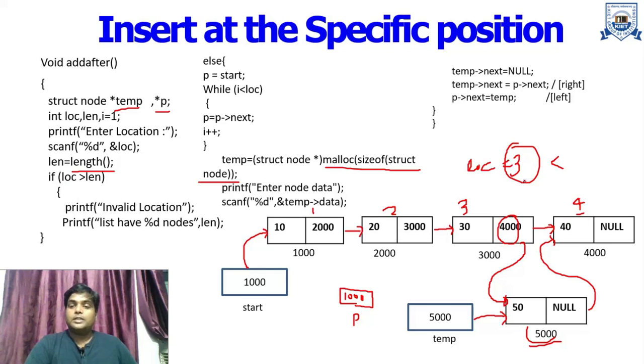But suppose the location given was the 10th location where we want to insert a particular node, then this condition would be true because the location is greater than length. So in that particular case we would have to print that it is an invalid location. With the length available, the list has %d nodes, that means the list has only 4 nodes in this particular example. Okay, but in this particular case the location is 3, that is less than length, so this condition is false. Now we will move towards this else block.